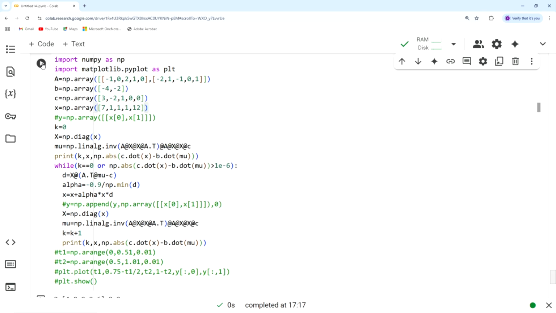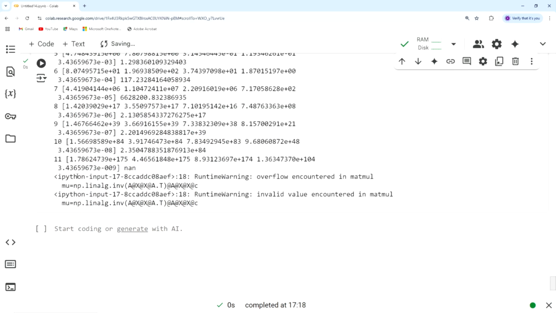So let us check what happens here, okay. What are we getting here? You can see that x1, x2, x3 is just off to some very high value, right, 10 power 175, sorry, that is 10 power 175, 10 power 174, right.